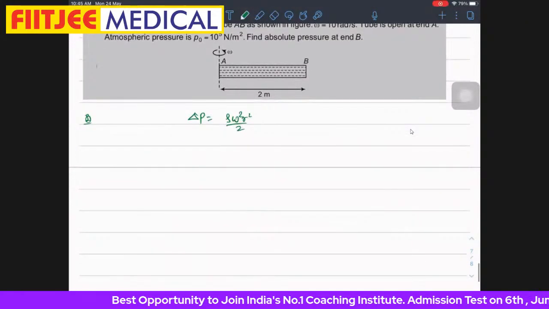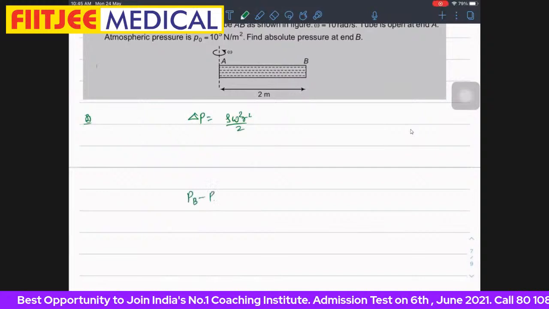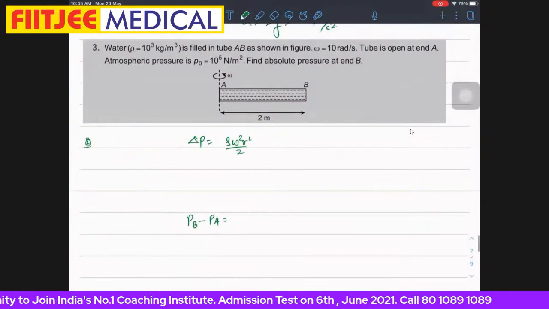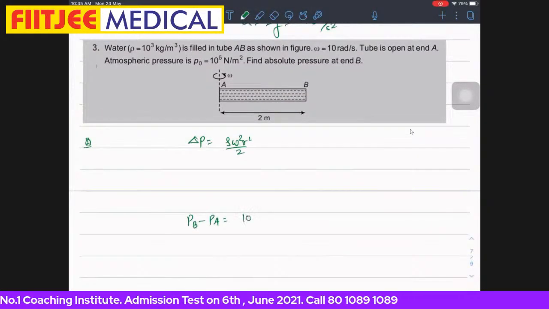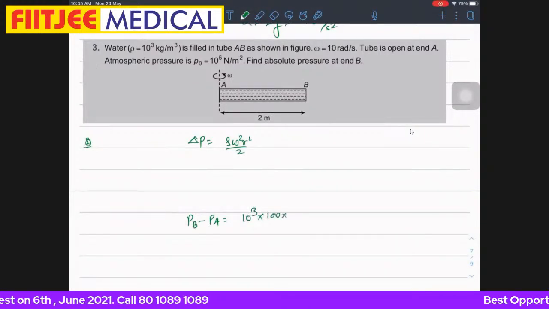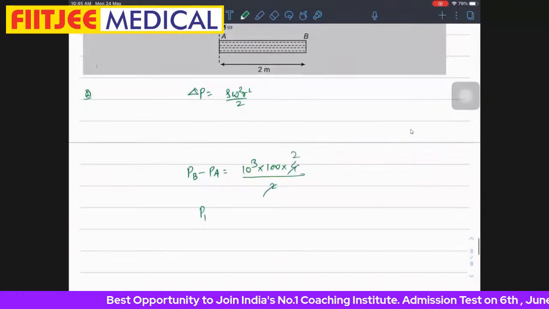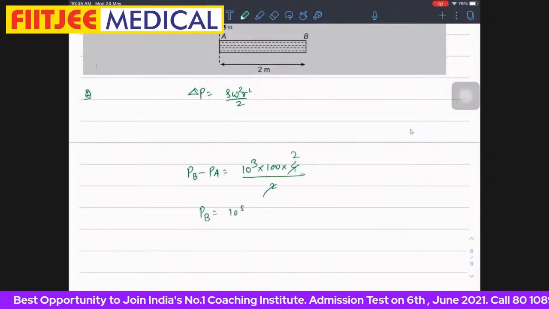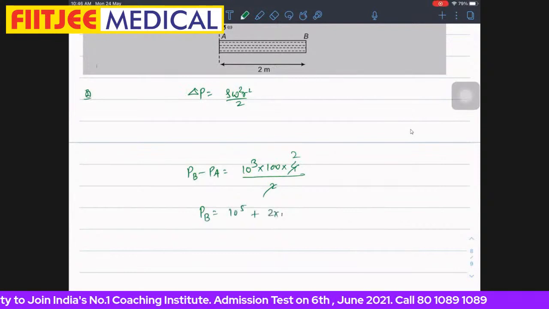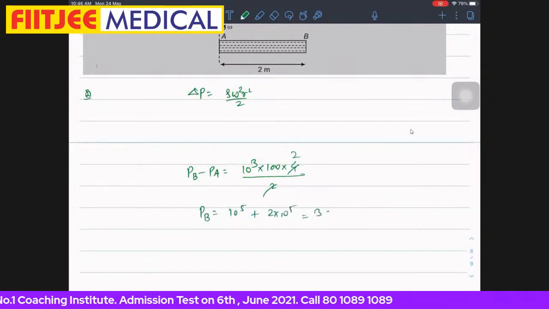So what is delta P? Pressure at B minus pressure at A. So what is the value of rho? 10 to the power 3. What is the omega value? 100. What is the value of R square? 4. Divided by how much? 2. So pressure at A is what? Atmospheric pressure. This will come 2 into 10 to the power 5. So this will come 3 into 10 to the power 5 Pascal.